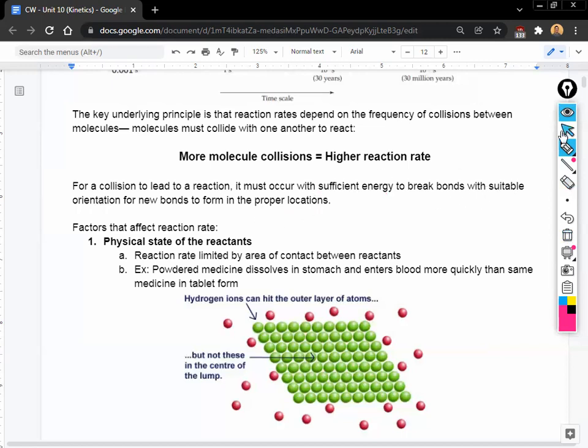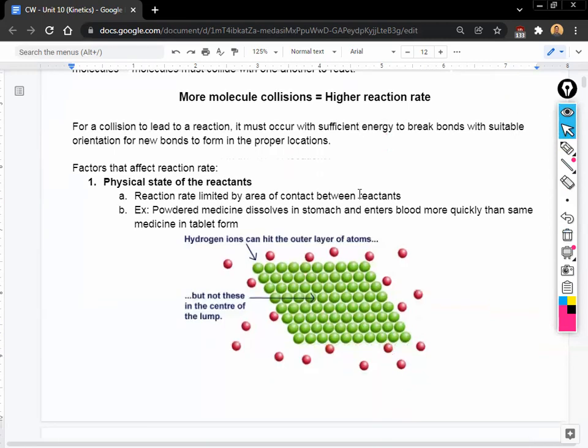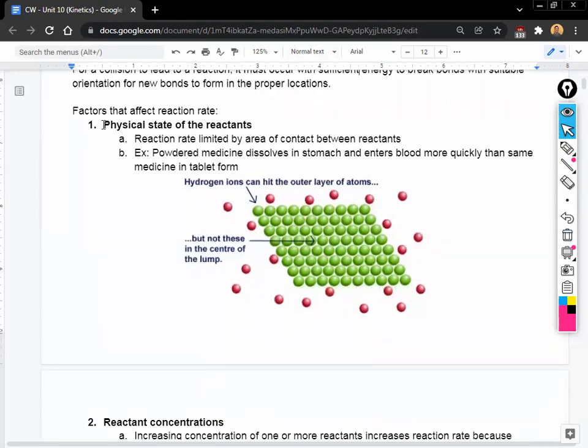Okay, and so we're gonna be ending today pretty short with this right here, the factors that affect the reaction rate. And a lot of these, if you think about them, they're common sense. So the first thing that affects reaction rate is the physical state of the reactants. An easy way to think about this is solid, liquid, gas, is it aqueous, whatever. The physical state of the reactants.